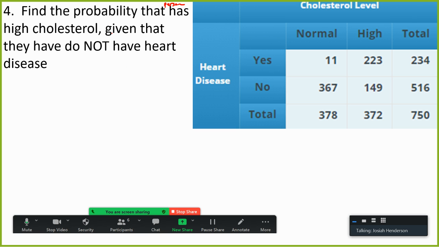Remember, the given that is telling you to narrow your focus to that section for the total, to that row or column. So if we see given that, that tells us to only look at that row or column for the total.